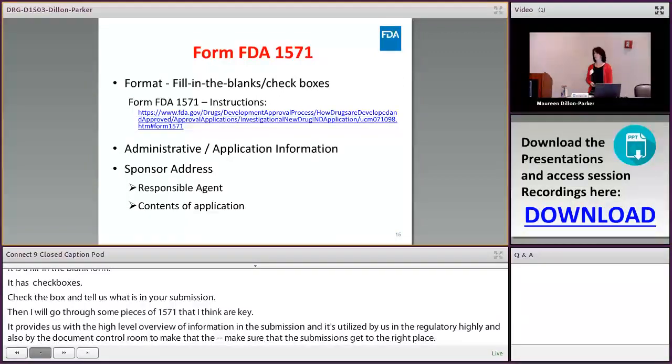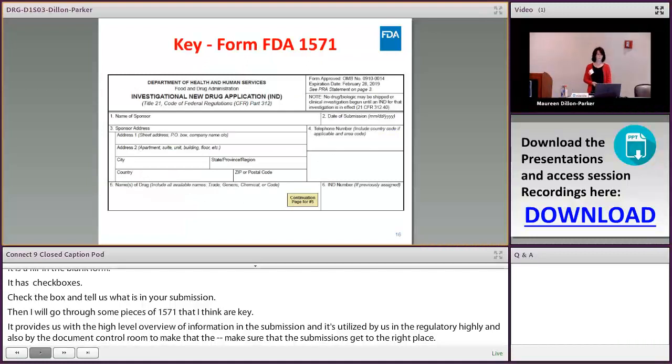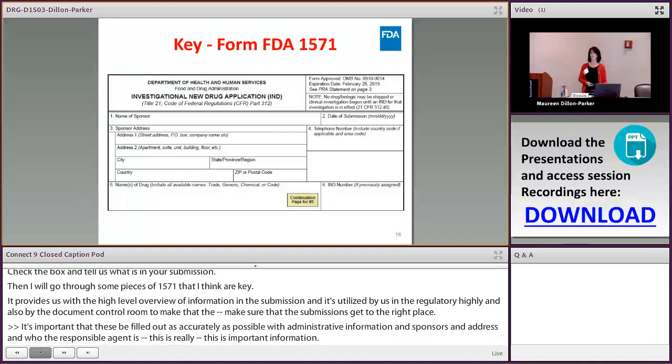It contains administrative information: the sponsor's address, name, and who the responsible agent is, all really important information for us to be able to get hold of you. Key information on the Form 1571, so of course the sponsor. If you cannot abbreviate, spell out all the details, that would be really helpful.